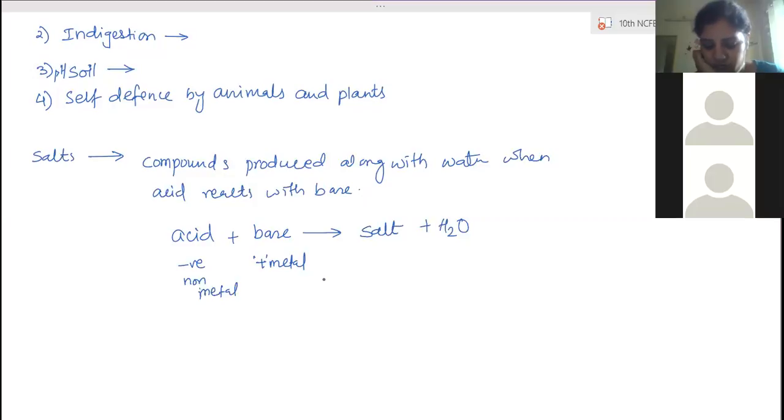Because sodium sulfate is formed by the reaction of sodium hydroxide and sulfuric acid, which are both a strong acid and a strong base, they form a neutral salt. Whereas when sodium hydroxide reacts with carbonic acid, it forms sodium carbonate. Carbonic acid is a weak acid, so when it neutralizes sodium hydroxide, it forms a basic salt.